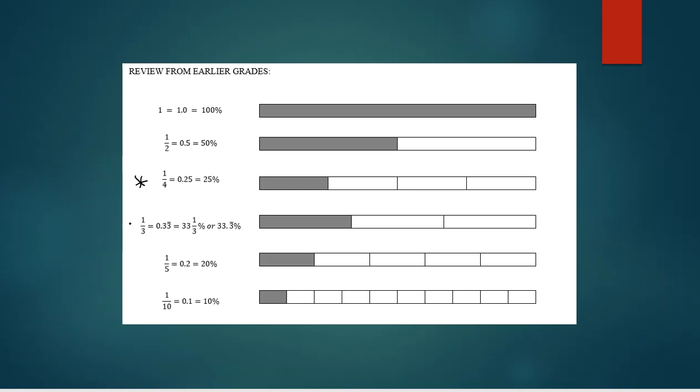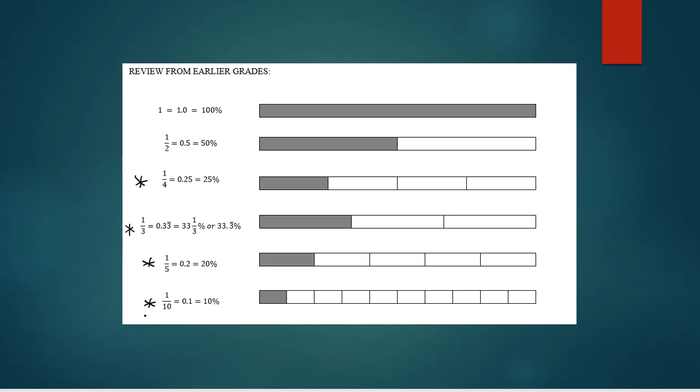1/3 is actually a repeating decimal of 0.33 repeating, or 33 1/3%, or you can say 33.3 repeating percent. Another common one would be 1/5. The decimal equivalent for 1/5 is 0.2, and that is equal to 20%. And then another one would be 1/10, which is equivalent to 0.1 or 10%. So here are just some common ones.